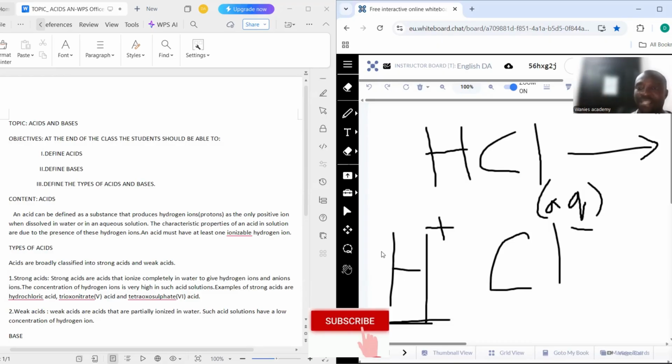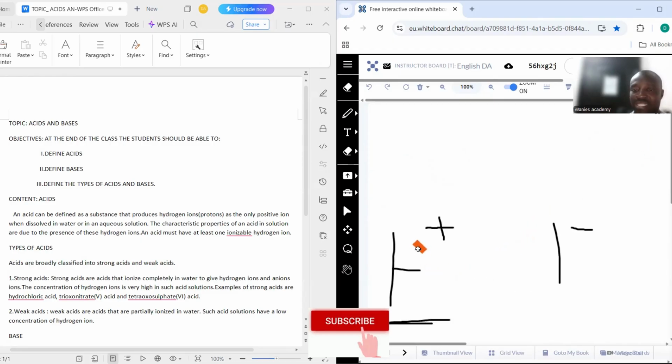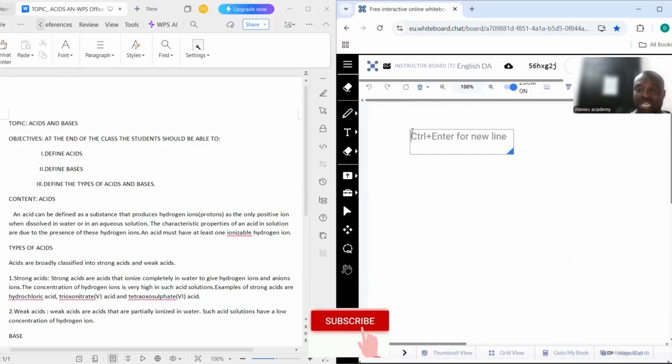All right, so I've defined an acid. Now let's quickly look at types of acids. Typically we have two major types of acids. Acids are broadly classified into two major types. We have 1, strong acids, and 2, we have what we call weak acids. These are the two major classifications of acids.